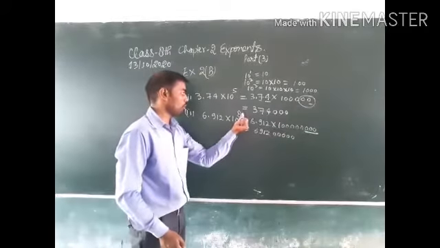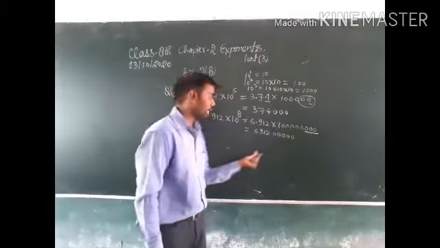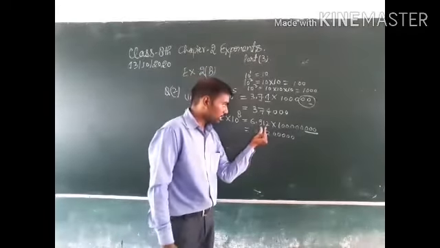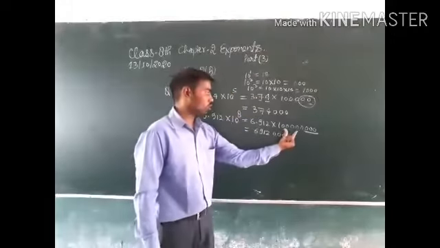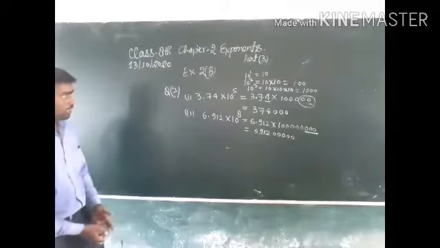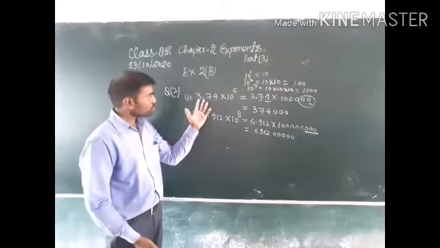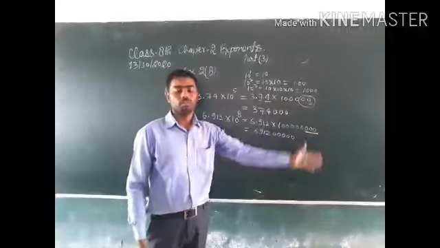And similarly, 6.912 into 10 to the power 8 can be written in this form, and there are three decimal places, so 3 zeros are removed and the other zeros remain. So this is the procedure when we write a standard form number in its usual form.